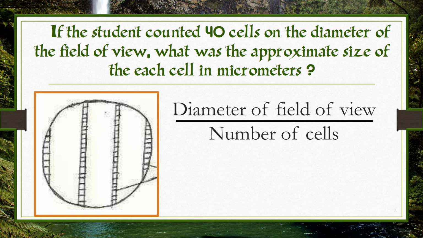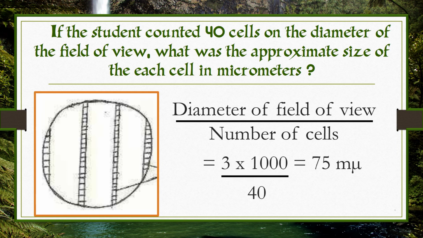The diameter of the field of view divided by the number of cells. The diameter of the field of view in micrometers is 3 times 1000, divided by 40, which is the number of cells. This gives us 75 micrometers. That is the size of each cell in micrometers.